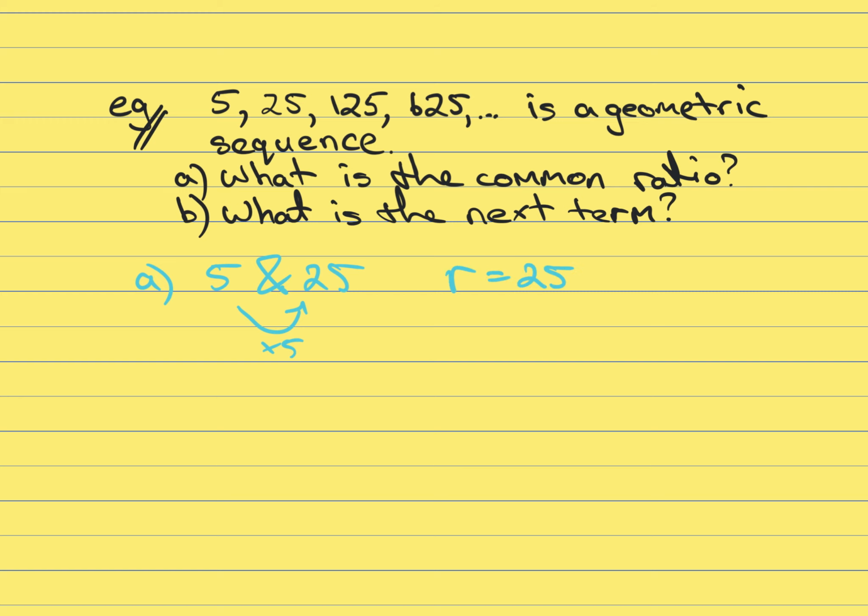You could also do it, if you like, just by dividing successive terms. 25 on 5 is 5, 125 on 25 is equal to 5, and so on. It's always going to be the same number. That's what defines a geometric sequence.